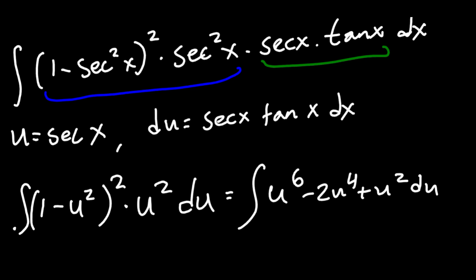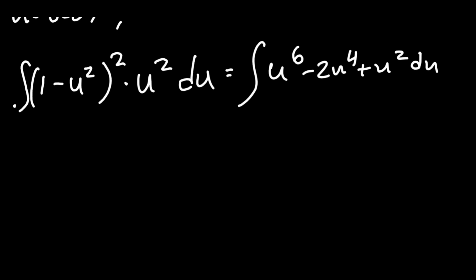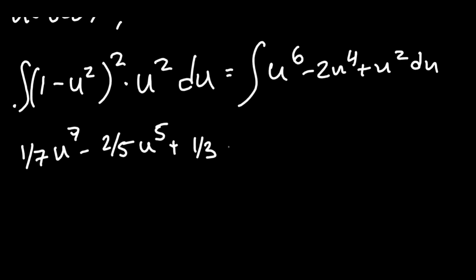Okay, and after that, you just simply take the integral, because now we just have variables. We don't have any fluff going on, and we just have easy power rule type stuff. So let's take that integral. We have 1/7 u to the 7th minus 2/5 u to the 5th plus 1/3 u to the 3rd.